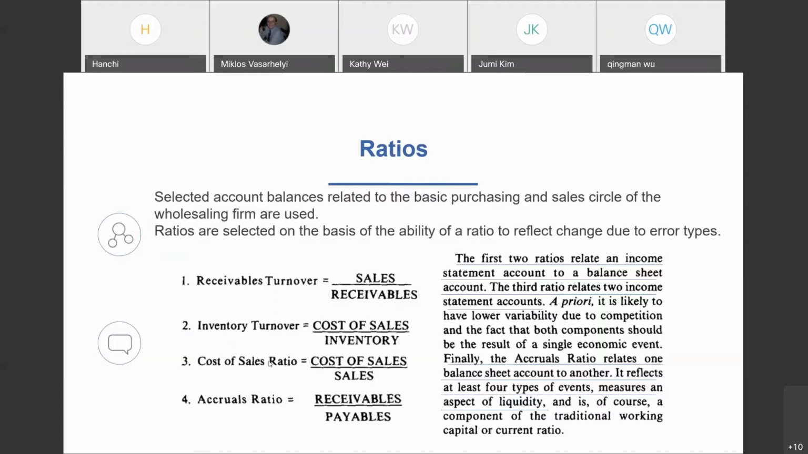So here are the four ratios we will use. They are receivable turnover, inventory turnover, cost of sales ratio, and accruals ratio. The first two ratios relate an income statement account to a balance sheet account, and the third ratio relates to an income statement account. The last one relates one balance sheet account to another. I think it can reflect at least four types of events, and it measures liquidity.